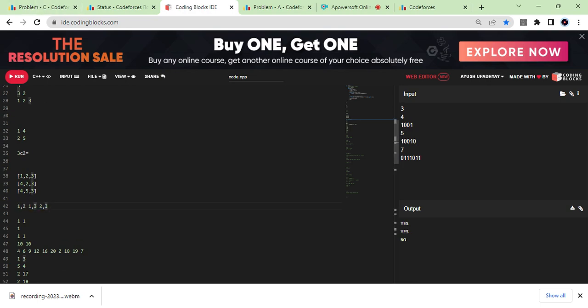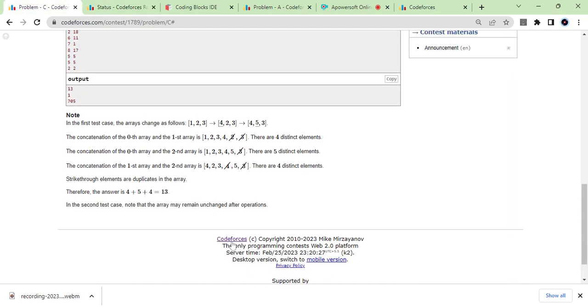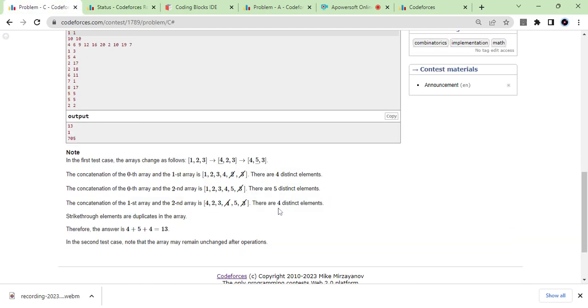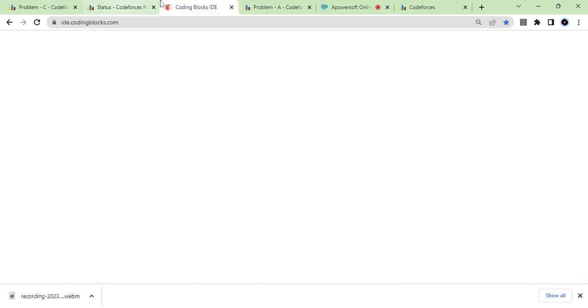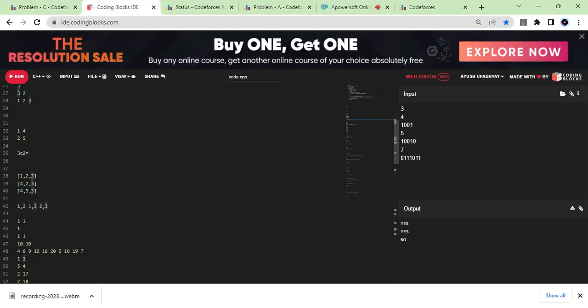So now these will form 3C2 possible cases, right? That is in front of you. 3C2 is also 3, so these are three concatenations possible. First, the middle is 4 distinct, 5 distinct, 4 distinct. So the sum is 13. Now how to get to this? You have to move with the logic. So let's see the logic.